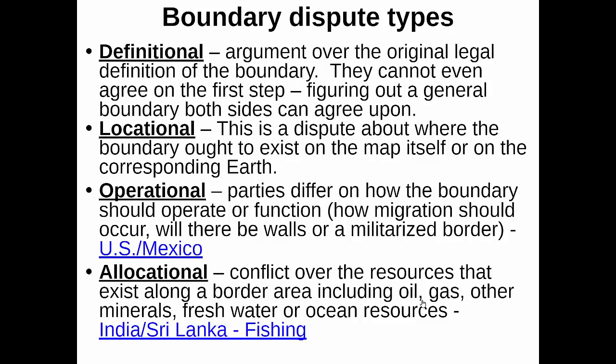Operational is when you disagree over how the boundaries are going to operate. What I mean by that is maybe one side wants to allow migration through and the other does not. Maybe one wants to build walls or militarize their border, and the other would be more comfortable with just allowing a free flow of immigration through. So it's when one country has a problem with how the border is operating. That could involve migrants, that could involve trade, that could involve any number of different factors. Drugs being brought into a country, all of that would fall under that category.